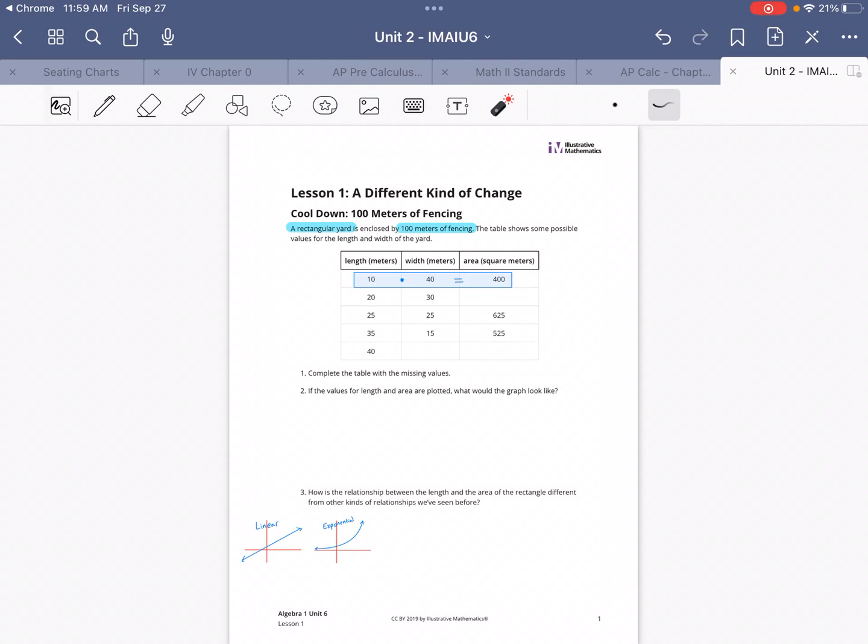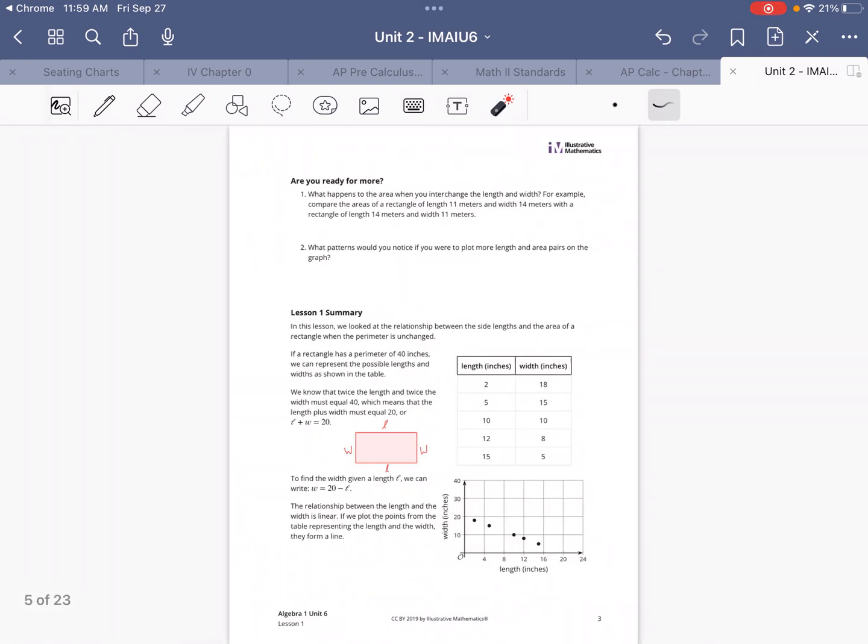All right, this is Unit 2 for Math 2. It's actually Algebra 1, Unit 6 from the Illustrative Mathematics curriculum, but we do integrated math at Coastal Academy High School. And this lesson is the first lesson called A Different Kind of Change.